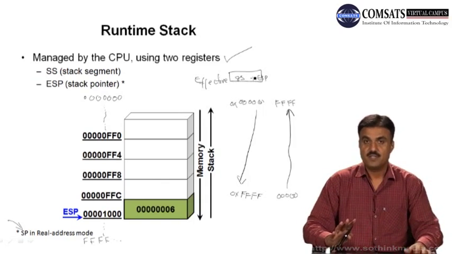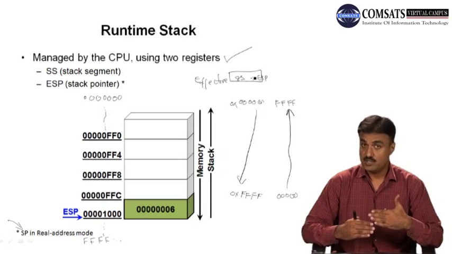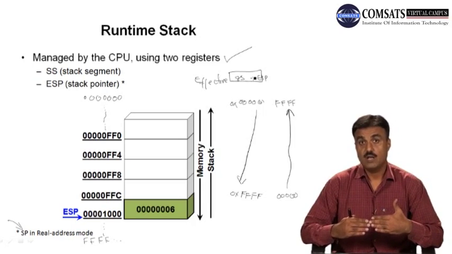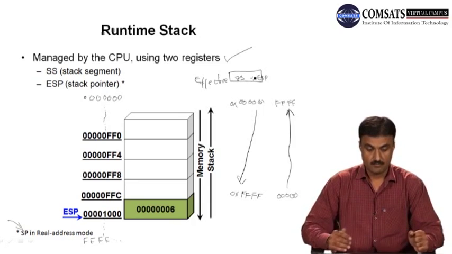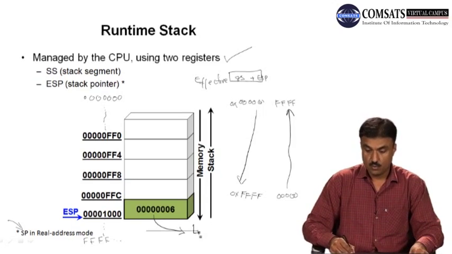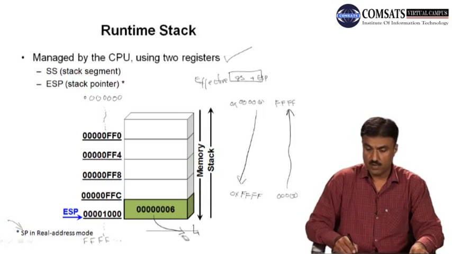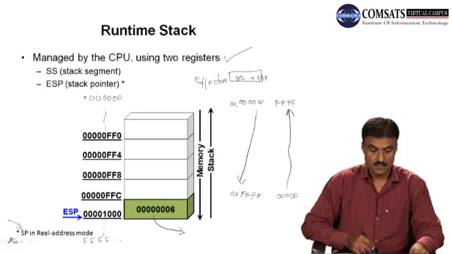So the stack segment is the register which shows the starting point, and the stack pointer shows the location of the last element that we have added. Here you can see, for example, there is only one element which has been added. The stack pointer shows the location like 0 0 0 1 0 0. Now this element, or the operand or value, is a 4-byte value that we have added inside the stack.